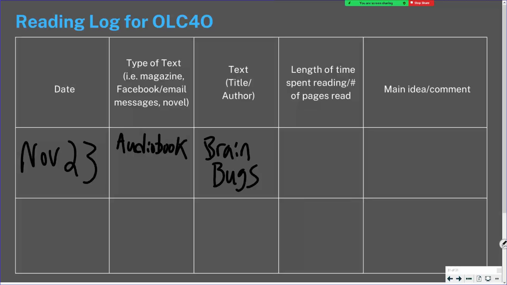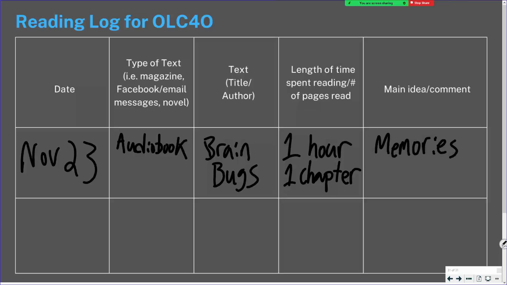I listened to it for about 1 hour last night. I'm not sure how many pages that is, because it doesn't tell me, but I think it was about one chapter of the book. And the main idea or comment that I want to make about the brain bugs I was listening to, let me pull up my chapter here. Let's see our table of contents. Okay, so it was about memories and how they can be unreliable.